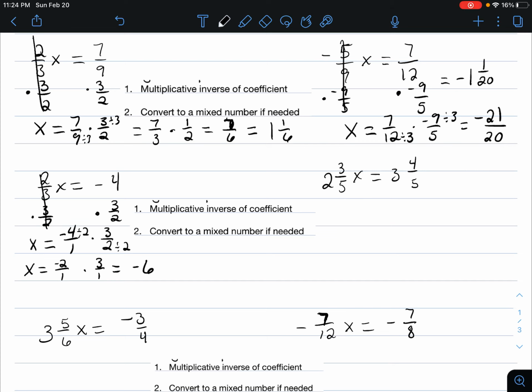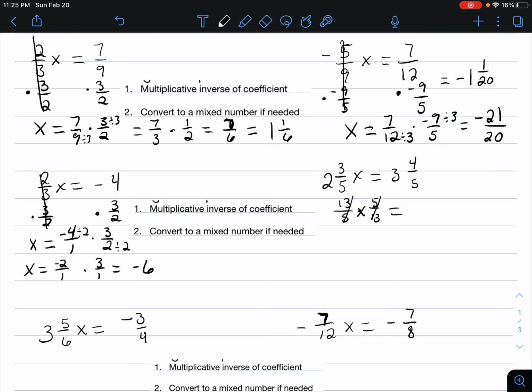All right, so these next ones, you'll notice that we are dealing with mixed numbers. When you multiply mixed numbers, you have to convert to improper fractions. So this first one becomes 5 times 2, which is 10, plus 3 is 13. So you have 13 fifths, and we're going to times that by the reciprocal, which would be 5/13. Those are going to cancel each other out.